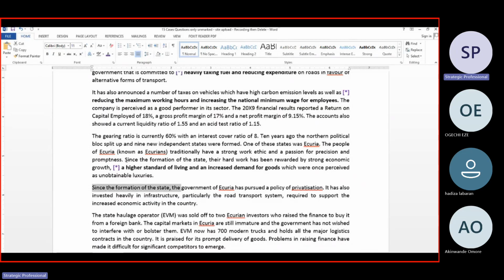Since the formation of the state, the government of Curia has pursued a policy of privatization. It has also invested heavily in infrastructure, particularly the road transport system. So this seems to be another good point. It has invested heavily in infrastructure, particularly the road transport system, required to support the increased economic activity in the country. So there's also increased economic activity in the country.